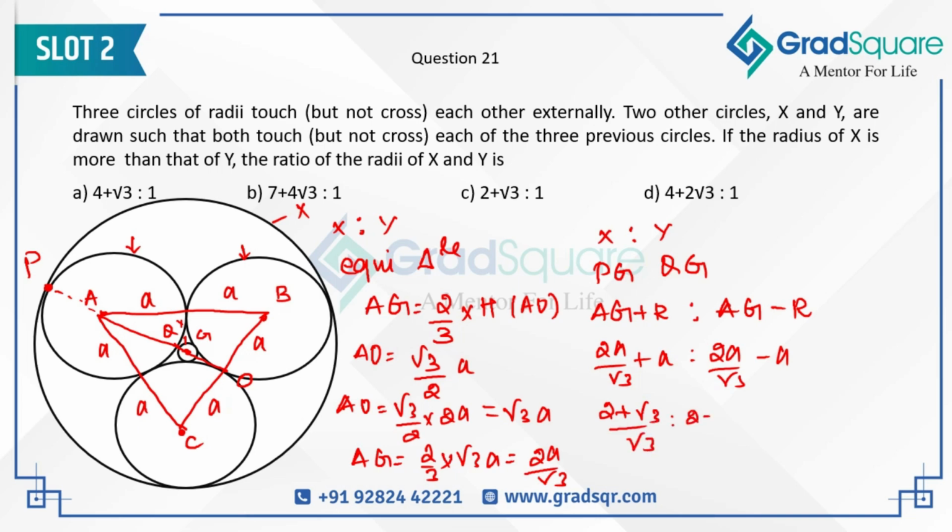Which is going to give me a times (2 plus √3)/√3 is to (2 minus √3)/√3. So the answer is 2 plus √3 is to 2 minus √3, but none of the options says this, so I'm going to rationalize this.